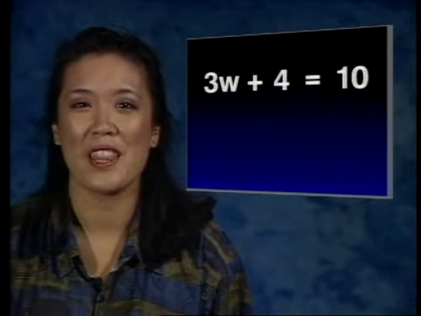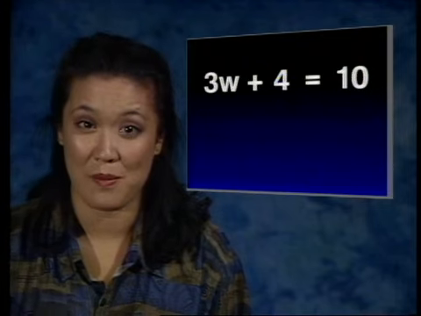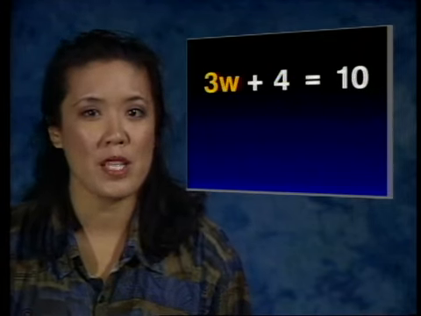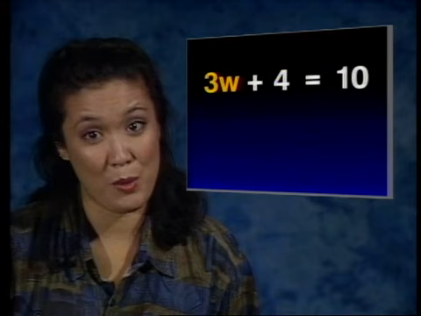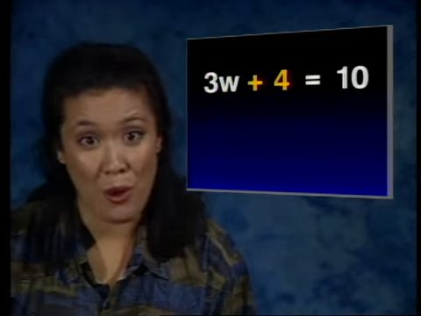Now that we have looked at the two types of basic open sentences, the next logical step is to consider what to do if both are combined in a single equation or inequality. For example, look at this equation: 3w + 4 = 10. Here we have 3 w's, we would rather have 1 w, and we have a 4 added on that we would rather not have at all.